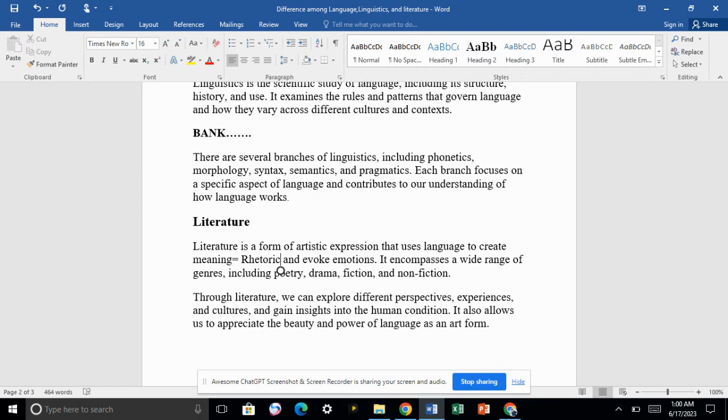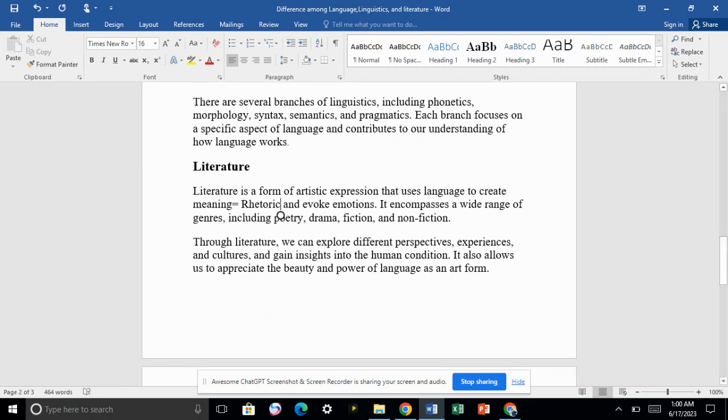Through literature we can explore different perspectives, experiences, and cultures. This is why literature is very important for our life, because with the help of literature we know about different people and different cultures.